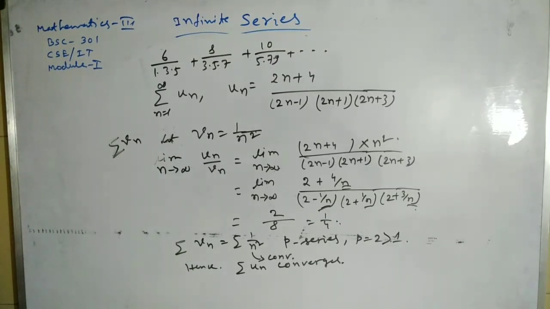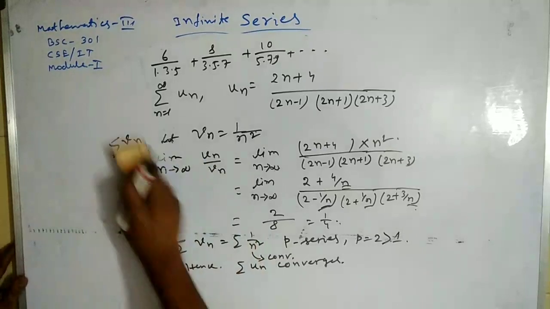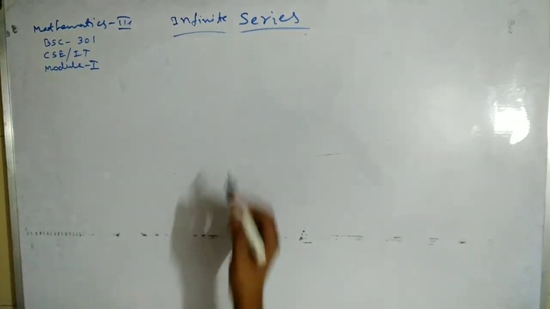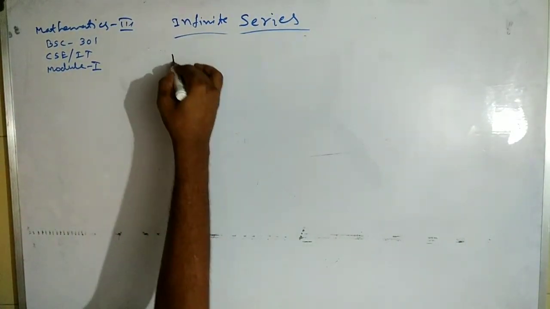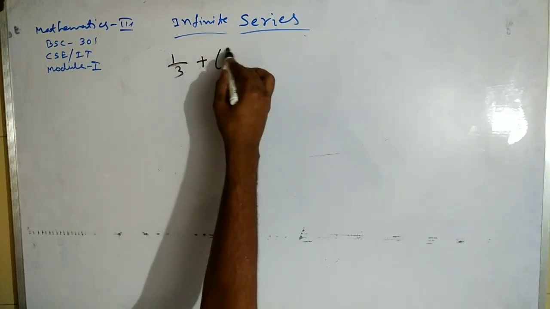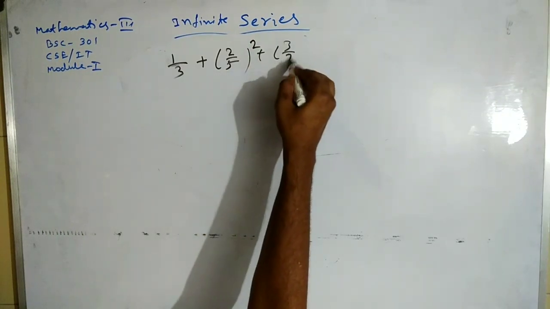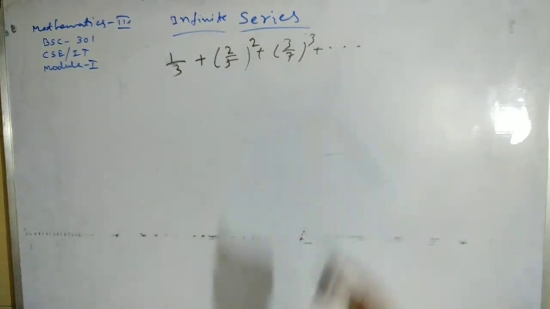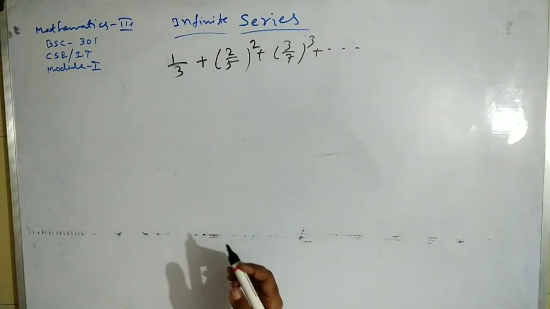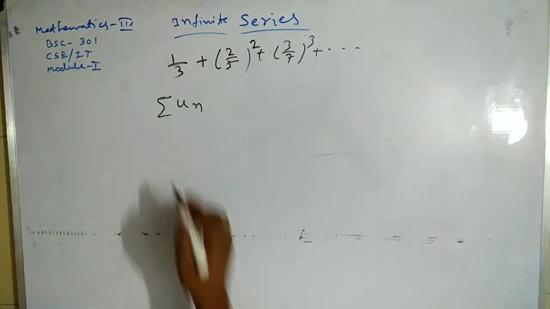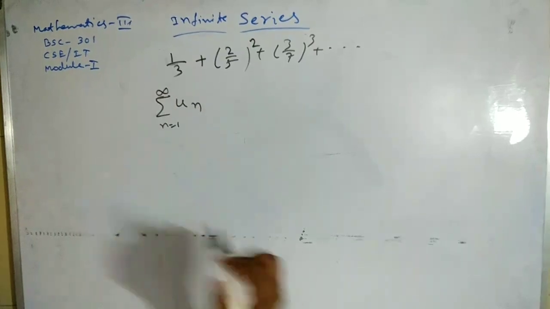Okay, now I will take another example. The next problem is 1 by 3 plus 2 by 5 whole square plus 3 by 7 whole cube plus dot dot dot. So I have to check the convergence of this series. The given series is summation of un, where n is equal to 1 to infinity.